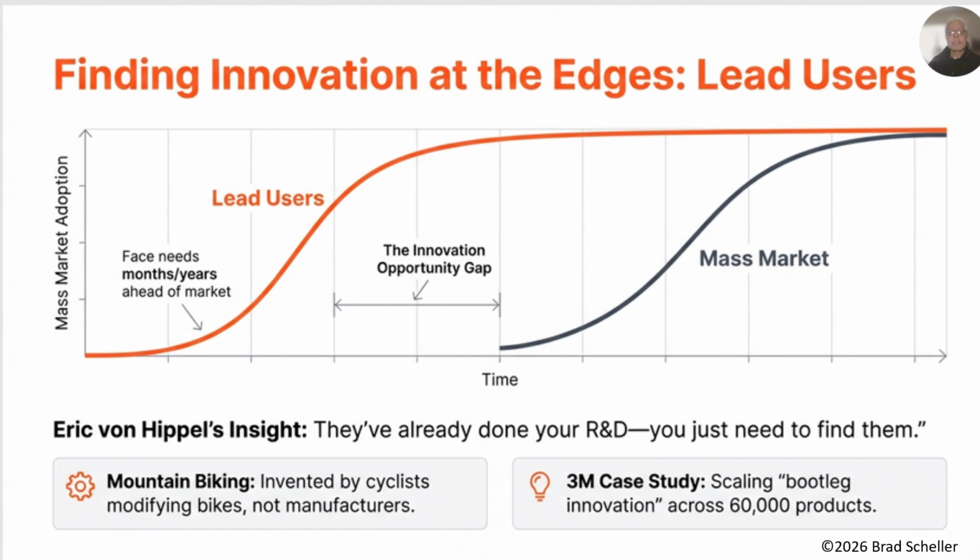GitHub is a classic example of that. Your 3M case study this week shows how a major corporation systematically leverages lead users across 60,000 plus products. 3M calls it bootleg innovation. Employees are encouraged to spend 15% of their time on unauthorized projects, and they actively seek out lead users in their markets. So how do you find lead users?